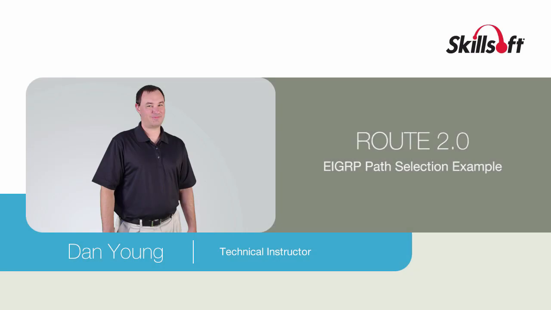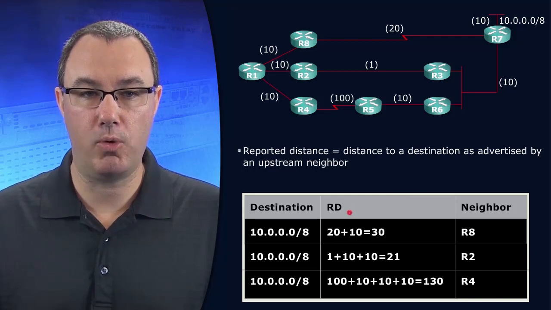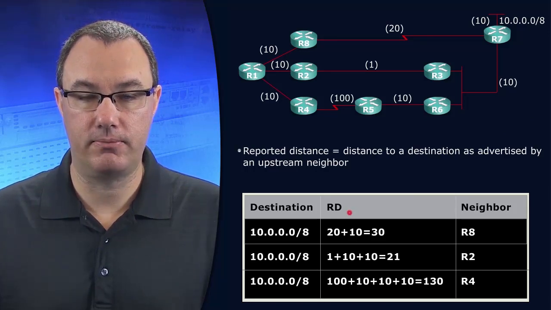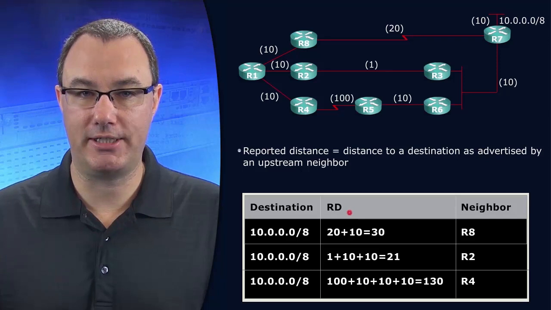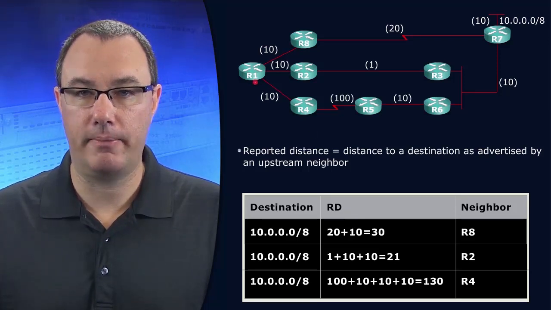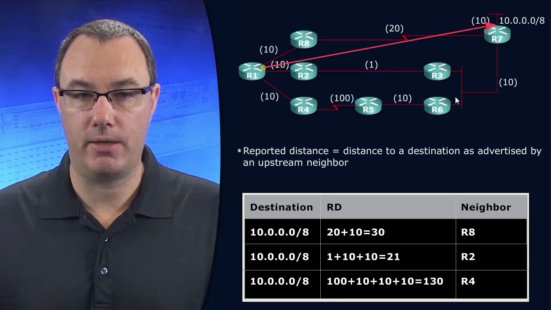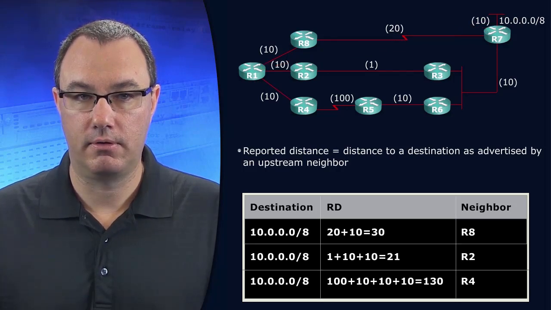Let's go through an example for the DUAL algorithm. First, we need to understand that the reported distance is just our neighbor's metric to get there. And so we are looking at the environment on screen with R1 trying to get over to the 10 network. There are 3 different possible ways of getting there from the perspective of router 1.